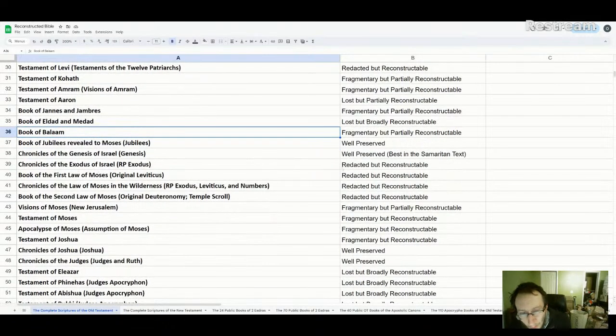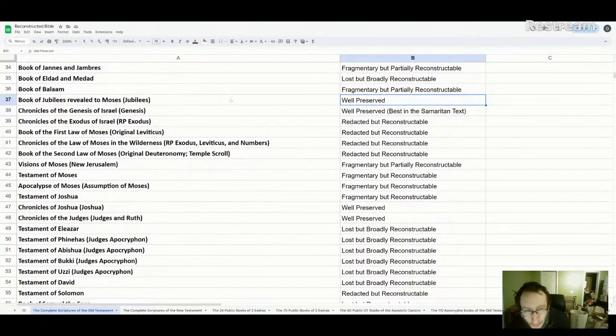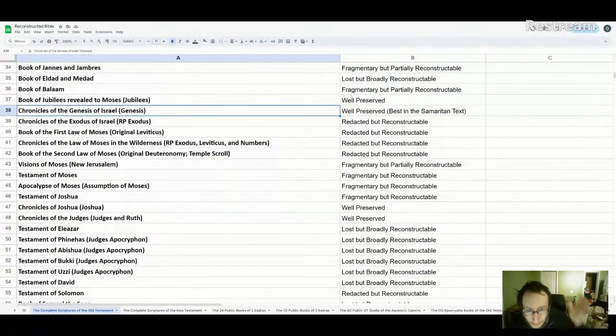Book of Jubilees, very well preserved. So there's not too much reconstruction for that. There's going to be a little bit of reconstruction to fix some of the errors here and there, but for the most part, Jubilees is well preserved. Similar for Genesis, it is generally well preserved, but it is less well preserved than Jubilees.